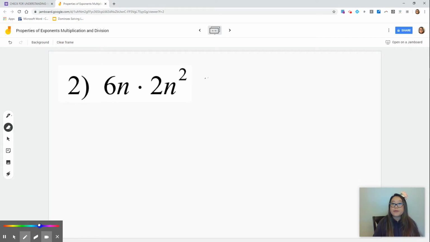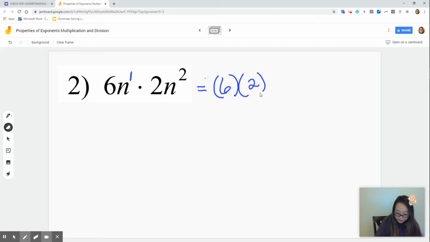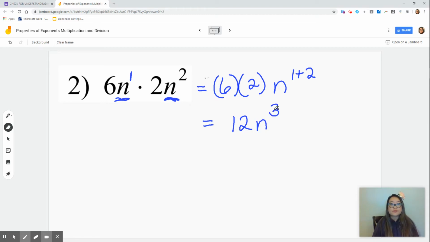Okay, number 2, we're going to put that invisible 1 right away. So 6 times 2, the base is exactly the same, which is what we want, and it's 1 plus 2. Clean that up. 6 times 2 is 12, and then n to the 3rd power. Okay, you're probably getting the hang of it. It's probably feeling pretty easy. I'm still going to go through 4 more examples just to make sure everybody understands it.